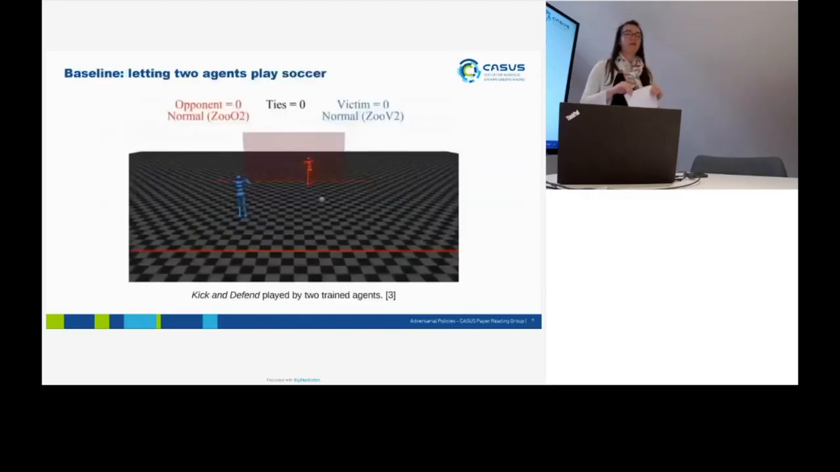So now we're finally getting to the content of the paper I want to cover. The baseline was, the problem is that in reality, there will be people around, for example, cars, who do things that aren't very predictable and could also be adversary to our car, to the neural net inside of the car deciding what to do. So the baseline was they were letting two trained policies play against each other in soccer.